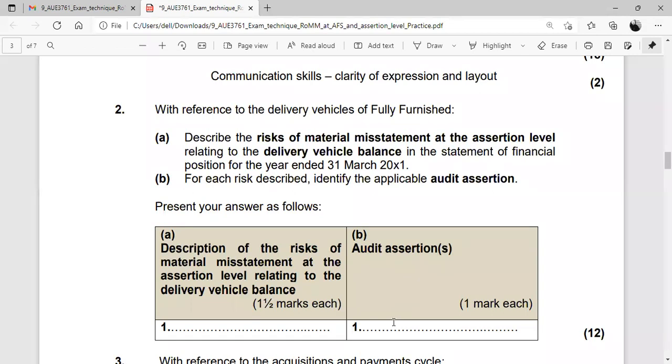So with reference to the delivery vehicles and the fully furnished fleet, number 1, describe the risk of material misstatement at the assertion level relating to the delivery vehicle balance. And number 2, for each risk described, identify the applicable audit assertion. So, okay, let's go read.